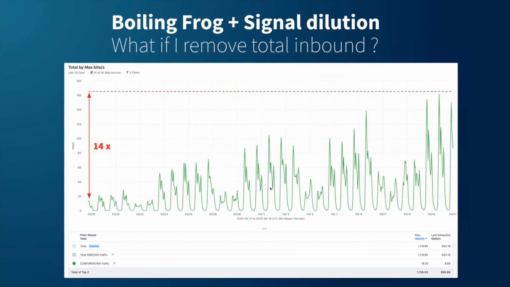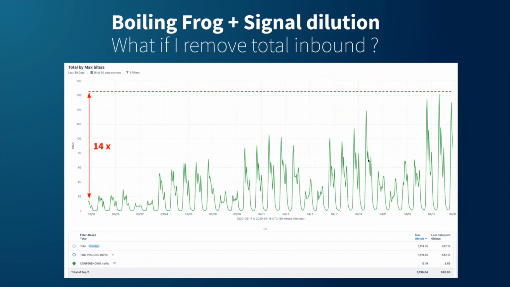But actually, if I remove the entire inbound traffic and I focus on the conferencing traffic, I see that in the last 30 days, it's gone 14x. And so some gaming people might be eating bandwidth that people need to work at home on conferencing traffic. So that's something that I need to keep an eye on, right? Now that the context has changed.